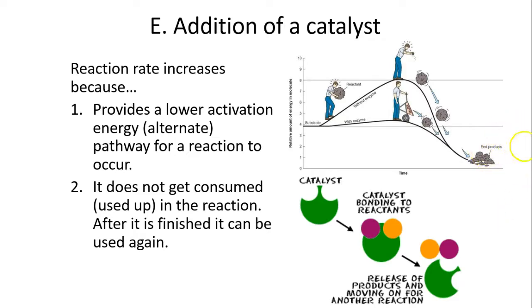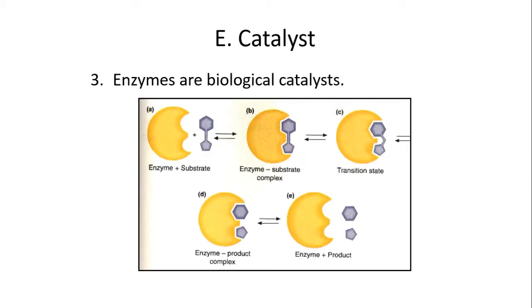Here's what that would look like in this picture down here. You have a catalyst. It's bonding to two reactants. And then what it does is it brings those two reactants together, and now they're bonded together. And it moves on and does it for something else. Now, an enzyme, something you learned in biology, is a biological catalyst. It works the same way. Here's an example of an enzyme bonding to a substrate. And what it does is it breaks into that transition state. It breaks them apart, and now you have products.